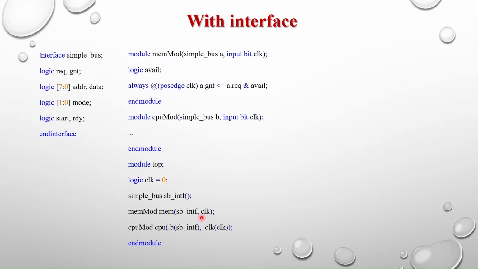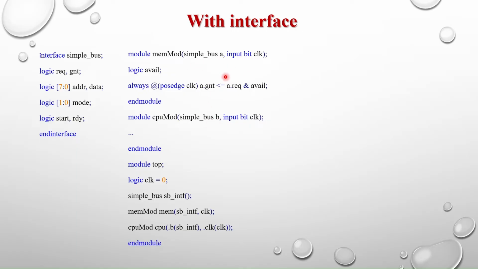So when we are writing the signals in Verilog, in the last example we declared the signals, right? That time you have to take care of positions, otherwise a port mismatch will occur. So to avoid that, we can simply use the interface. And one more thing is, in both modules, mem mode and CPU mode, you have used different names for the interface. Simple bus A you have used, simple bus B you have used, right? A and B you have given.